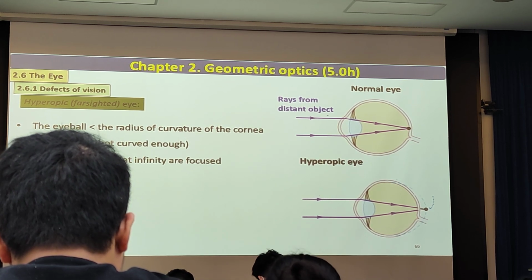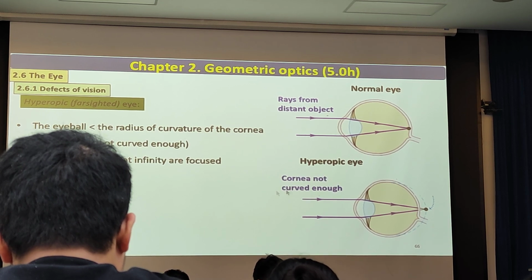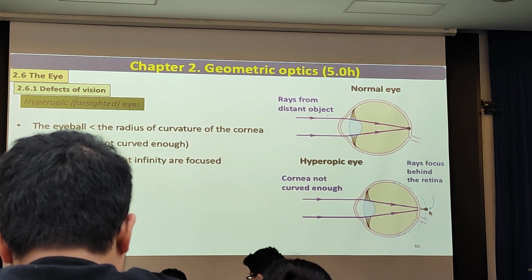That's why the rays from an object at infinity are focused behind the retina. So the cornea is not curved enough in this case, so the rays focus behind the retina.